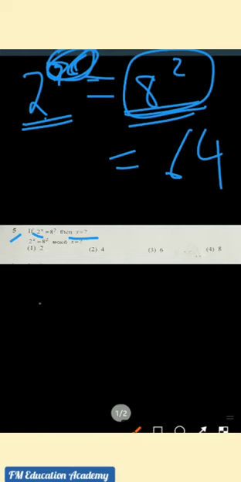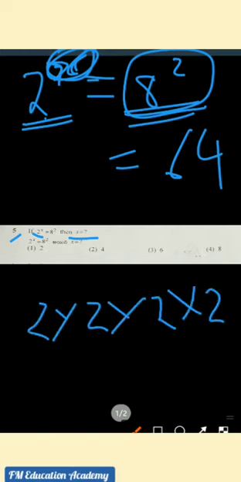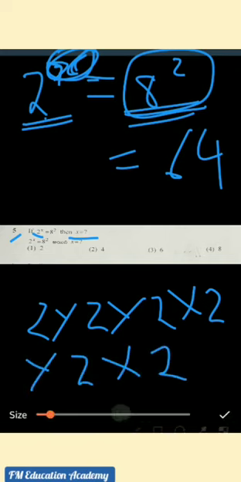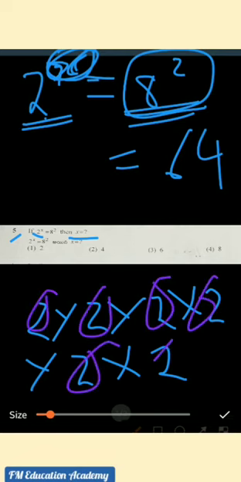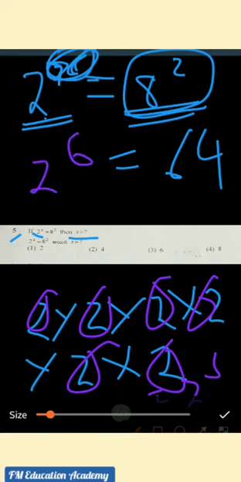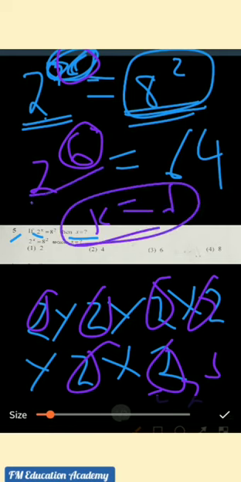8 square means 64. So here we should have 2 power something should be equal to 64. We know 2 2s are 4, 4 2s are 8, 8 2s are 16, 16 2s are 32, 32 2s are 64. So 64 is how many times 2? 1, 2, 3, 4, 5, 6. That is, 2 power 6 is 64. So 2 power 6 is 64 means compare this x and 6 now. So x is equal to 6. Now LHS and RHS both are equal. Okay, so option 3. You can also do the prime factorization of 64 here.